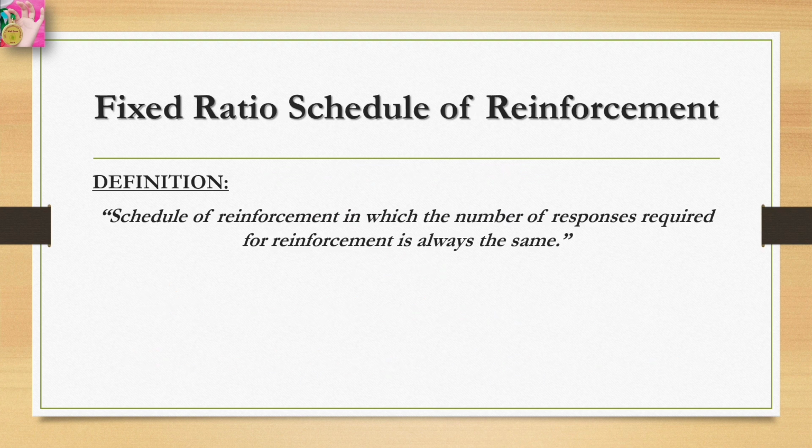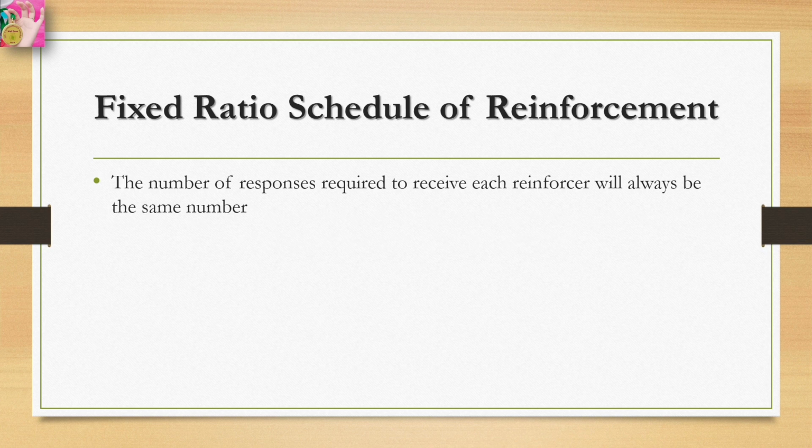I would like to start with the proper definition because it helps in understanding the topic very easily, and if you're making notes right now, it will also help you in making the notes. So grab your pencil and start writing the definition. The definition of the fixed ratio schedule of reinforcement is a schedule of reinforcement in which the number of responses required for reinforcement is always the same. So the key point which we have noticed here is that the number of responses required to receive each reinforcer will always be the same number.